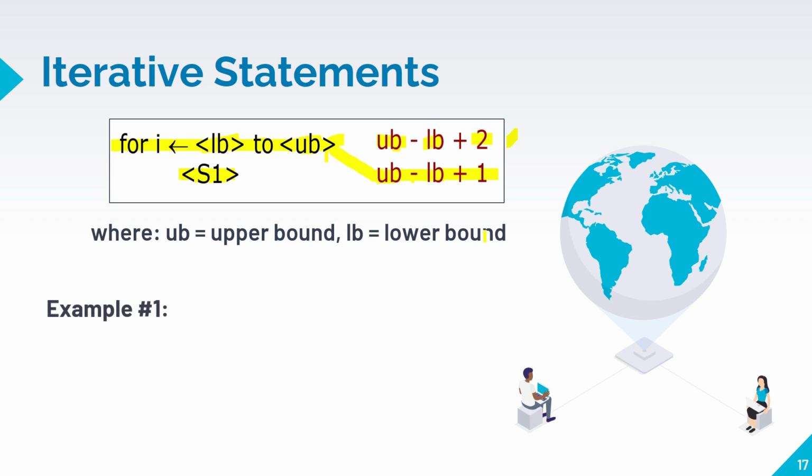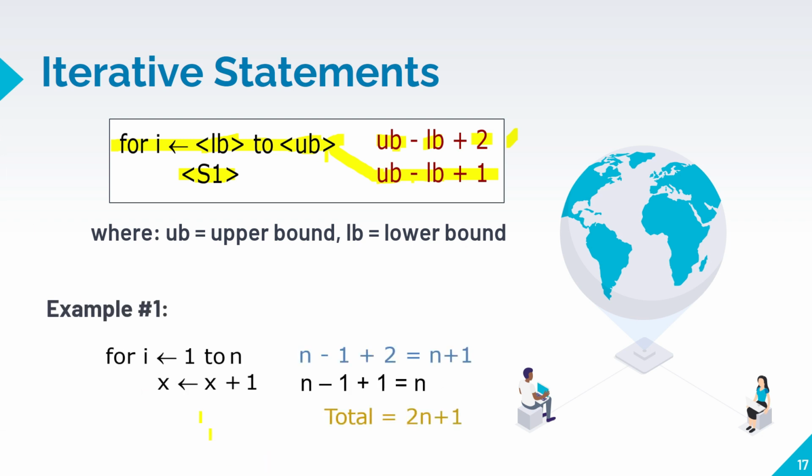We have here an example: for I is equal to 1 to n, x is equal to x plus 1. Let's apply the upper bound and lower bound. Upper bound minus lower bound plus 2. So n minus 1 plus 2, that is n plus 1. So the answer is n plus 1.